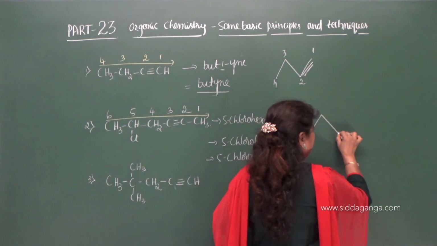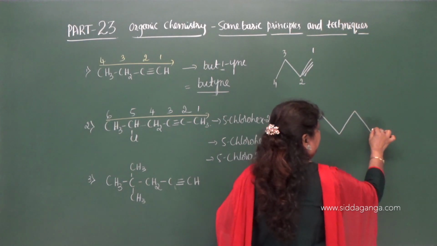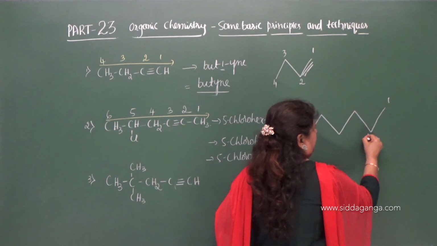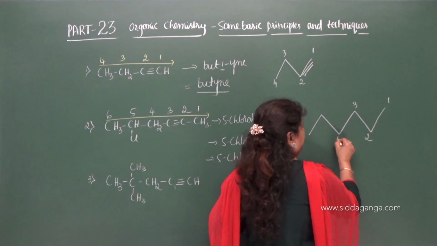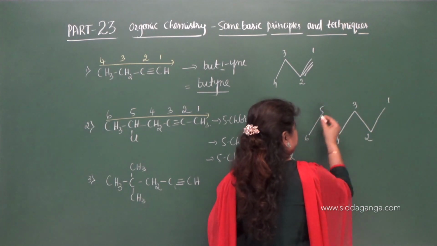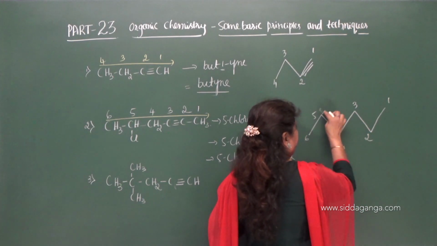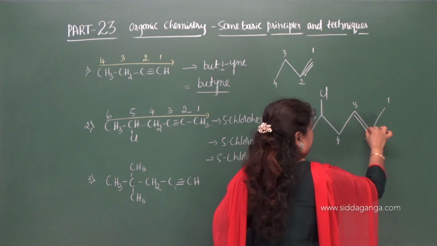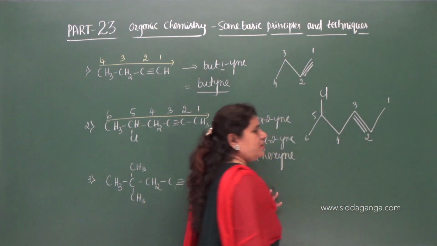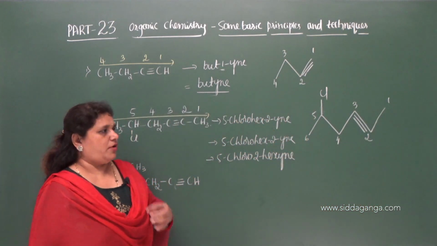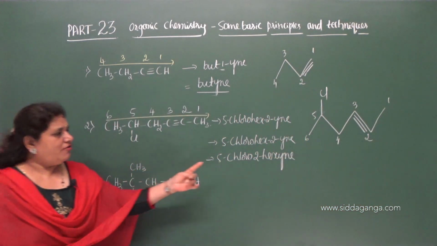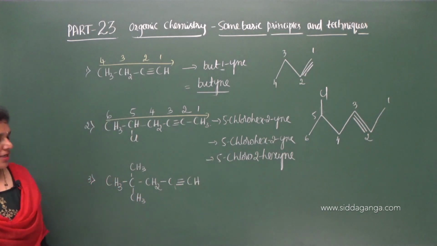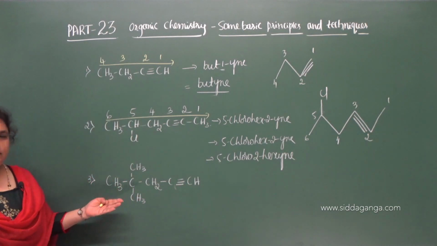Now, let me write the bond line formula. 1, 2, 3, 4, 5, 6. And on the fifth carbon we have a chlorine substituent, and between the second and third carbon we have the triple bond, and that is the bond line formula for the compound 5-chloro-2-hexyne.